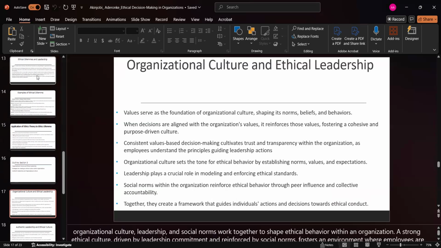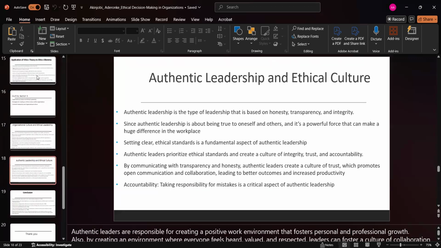Outline 3 talks about organizational culture. Values serve as the foundation of organizational culture, shaping its norms, beliefs, and behavior. Consistent value-based decision-making cultivates trust and transparency within the organization, such that employees understand the principles guiding their leaders' actions. Therefore, organizational culture sets the tone for ethical behavior by establishing norms, values, and expectations. Leadership plays a crucial role in modeling and enforcing ethical standards.